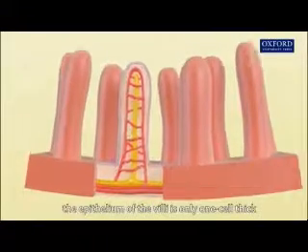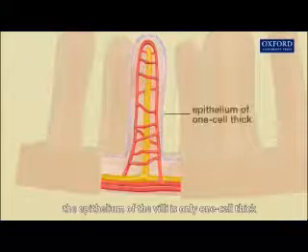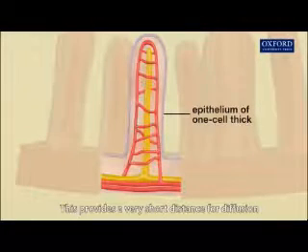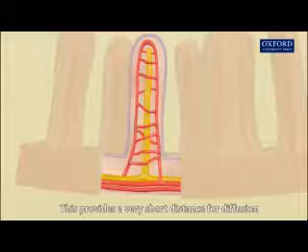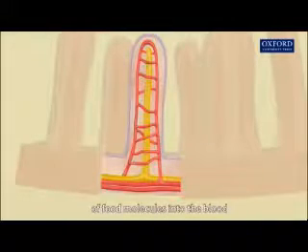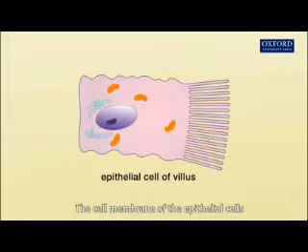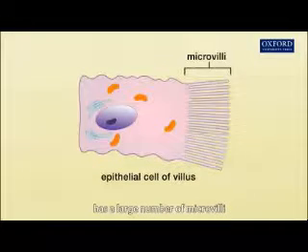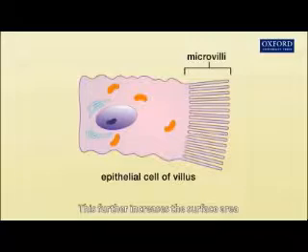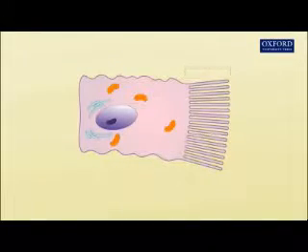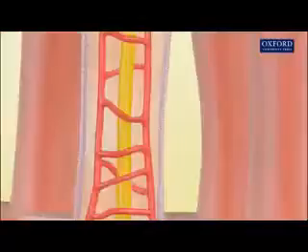Moreover, the epithelium of the villi is only 1 cell thick. This provides a very short distance for diffusion of food molecules into the blood. The cell membrane of the epithelial cells has a large number of microvilli. This further increases the surface area for absorption.